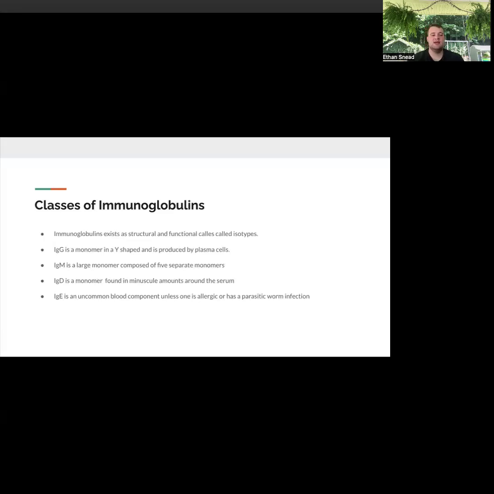IgE is a monomer, but it is uncommon in blood and is usually elevated only if one is allergic or has a parasitic worm infection. Its Fc region interacts with receptors on mast cells and also basophils.